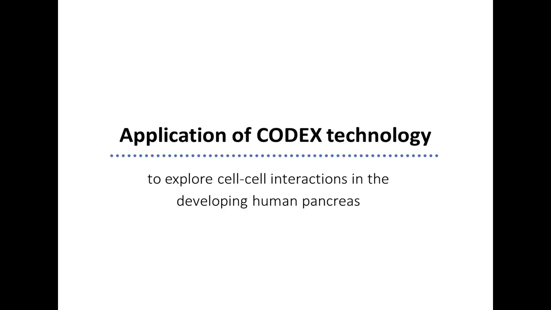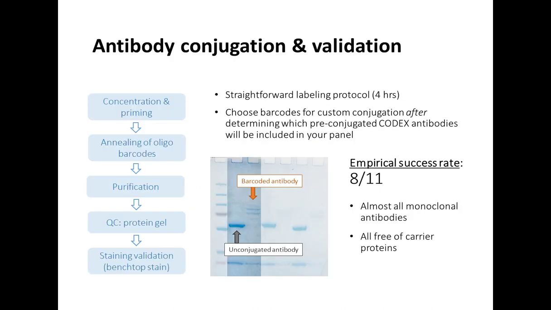So I think it's clear how the types of biological questions that we're asking in our laboratory are really well suited for the CODEX system. So one of the first things that we did when we first purchased the system was to start thinking about the antibody panel that we would be building and how we would be conjugating our own custom antibodies. So this is a straightforward labeling protocol that takes only about 4 hours. It can be done on a bench top.